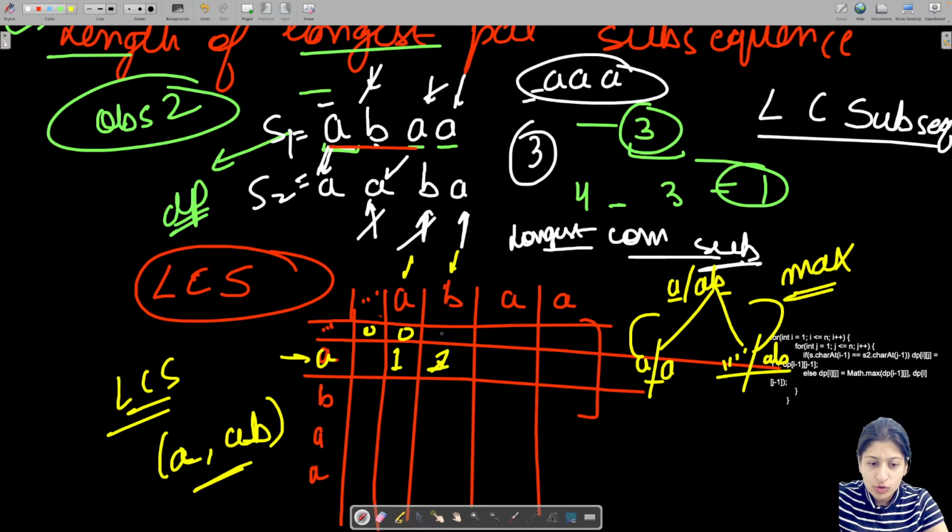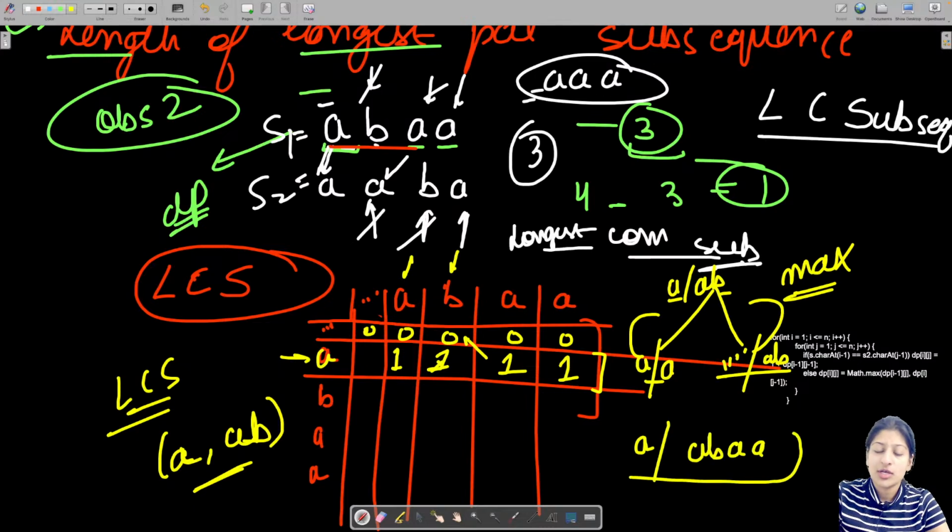A and A are a match, so you go diagonally above and check what the answer is, and add 1 to it. So this is 0, so you add 1 to it. And then for AA, it's a match again. So A and A are a match again. So what will be the answer? You go to the diagonal and add 1 for yourself. So this cell basically represents the LCS between A and AA. If these are your two strings, the length of the longest common subsequence will be just 1. So that's why the answer is 1 here.